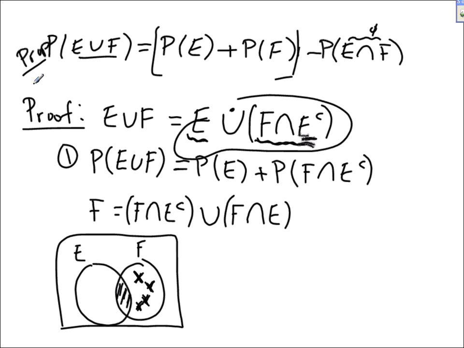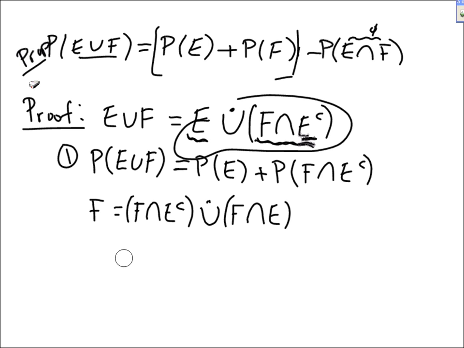This comes up a lot. F is broken up into two mutually exclusive parts: the part that has E and the part that doesn't have E. F is broken up into two pieces, the part that is not in E and the part that is in E. These are disjoint sets, or mutually exclusive sets. This set and that set.